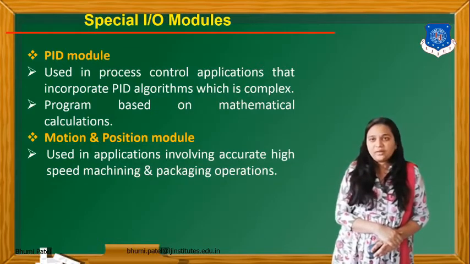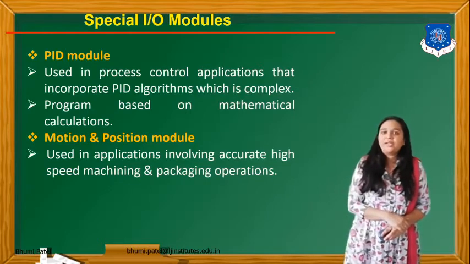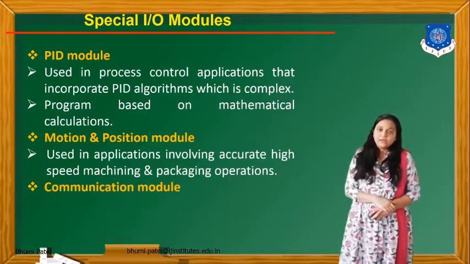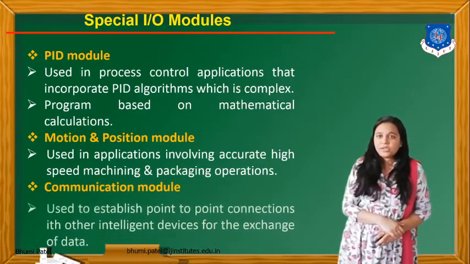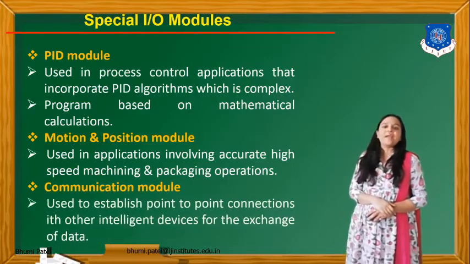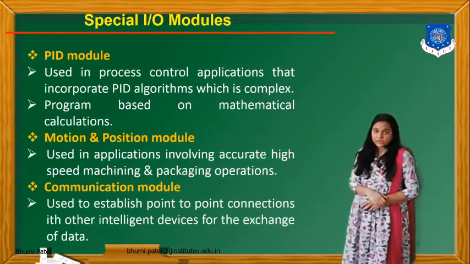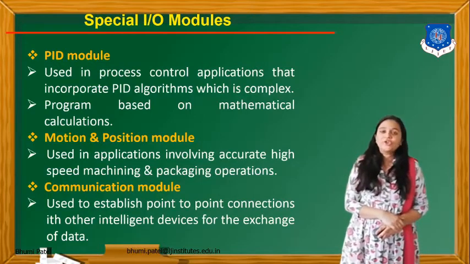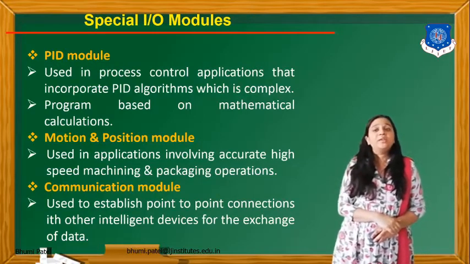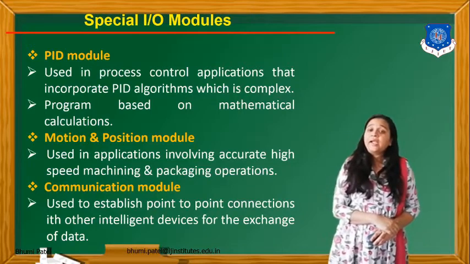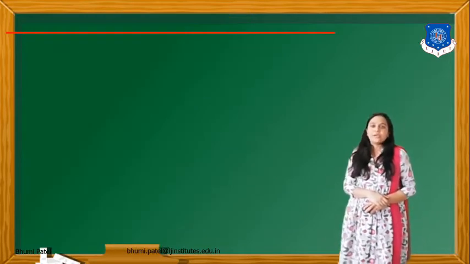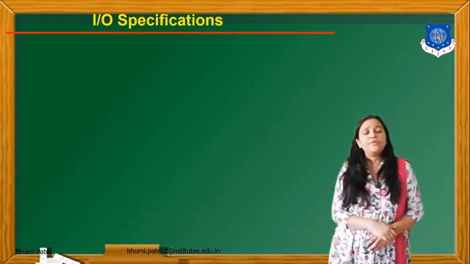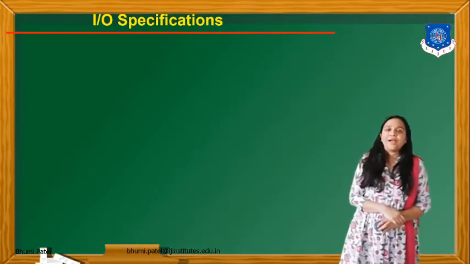In most of the industry, they will use the motion and the position module for the packaging application. Now the last one is the communication module. It is used to establish the point-to-point communication in other intelligent devices for the exchange of the data. If we have to deal with multiple data exchange, at that time we will use the communication module. Okay, so depending upon the application, we have used a special type of I/O module.